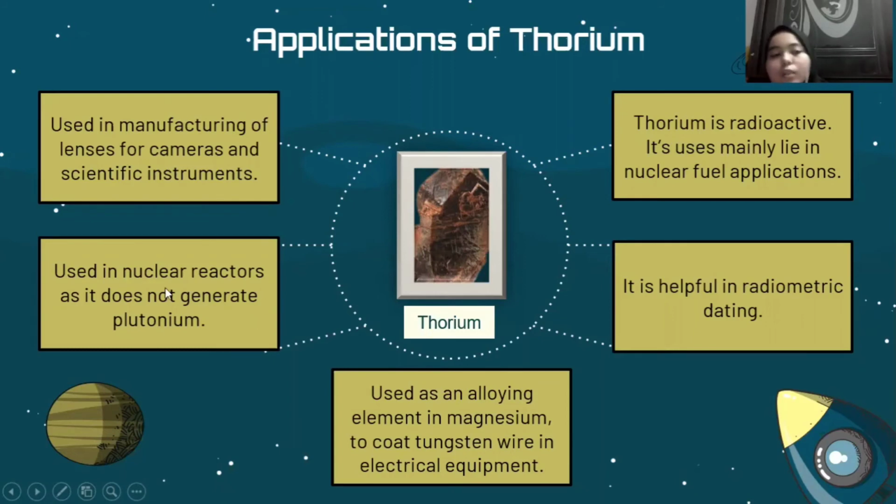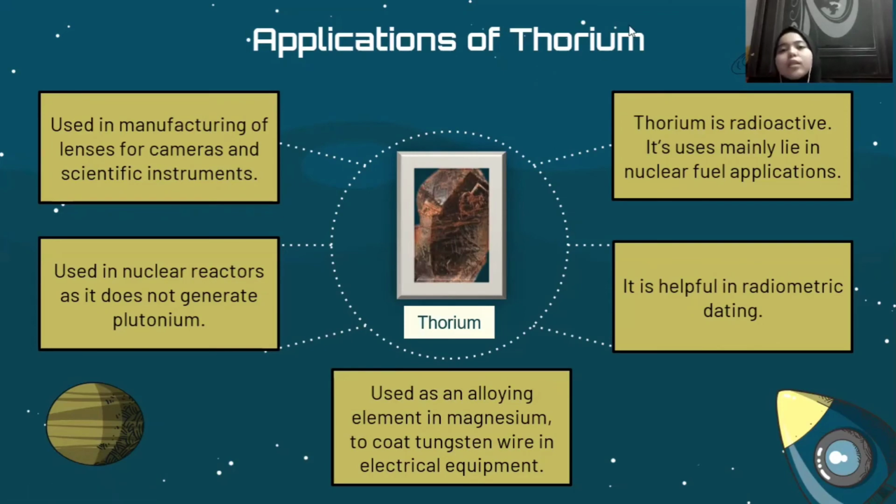It is also used in nuclear reactors because it does not generate plutonium, so it is suitable for nuclear reactors. And the last one, it is used in manufacturing lenses for cameras and scientific instruments. It can incorporate as much as 40% thorium dioxide in the glass mixture, which increases the index of refraction of the glass while maintaining low dispersion. Thoriated glass elements allow lenses to deliver low levels of aberration and distortion with a relatively simple and easy-to-manufacture design. That's all for me.